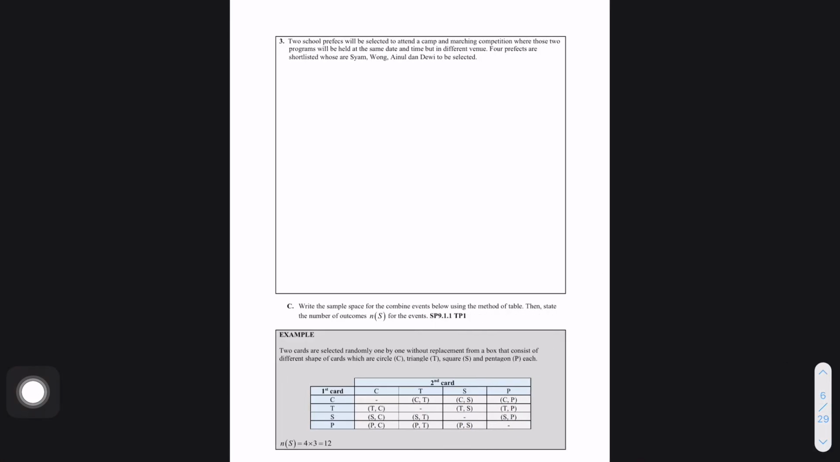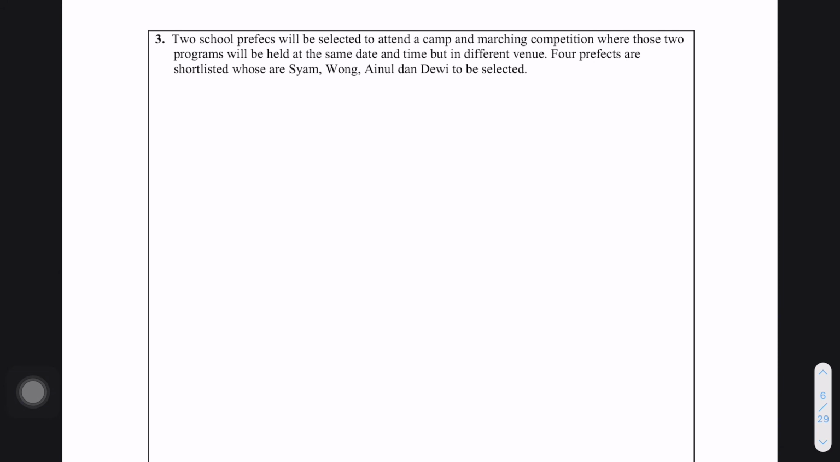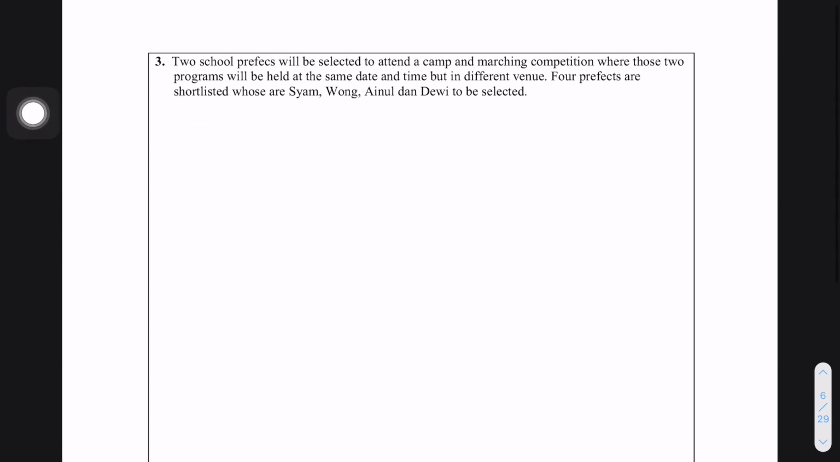Next is number 3. 2 school prefects will be selected to attend a camp and a marching competition, where those 2 programs will be held on the same date and time but in different venues. 4 prefects are shortlisted, who are Sham, Wong, Ainul and Devi. So how many programs do we have? 2 programs, which are camp and marching.